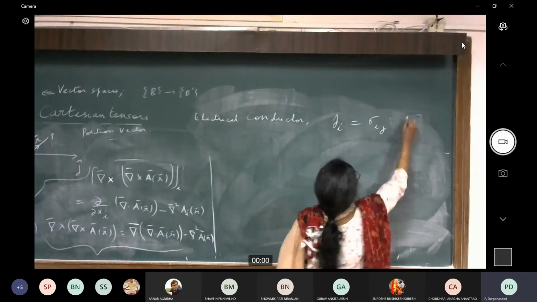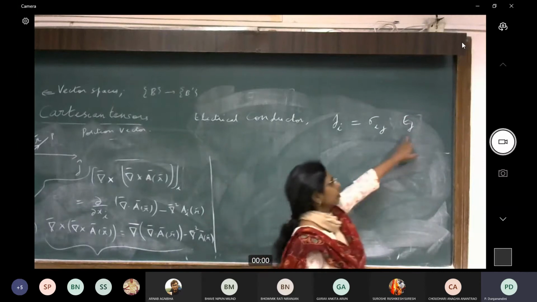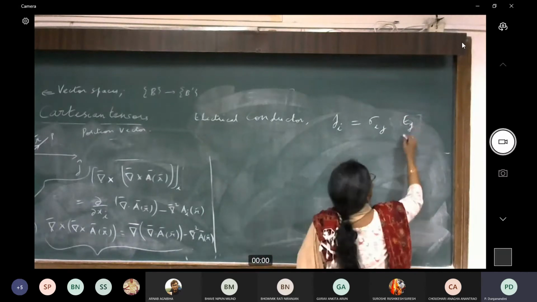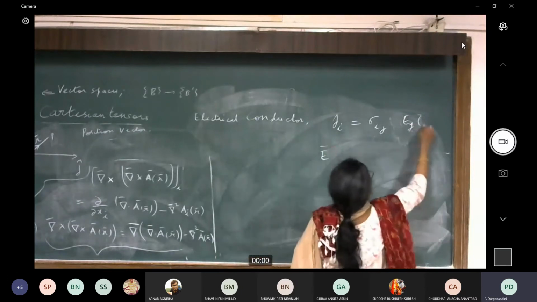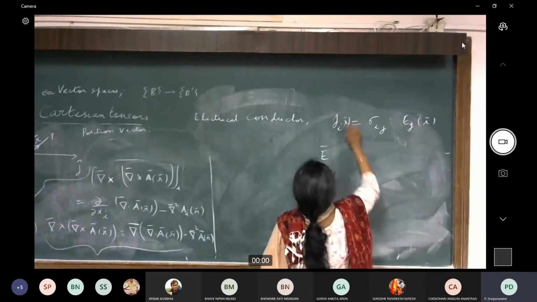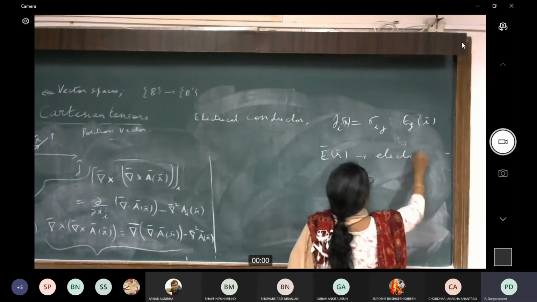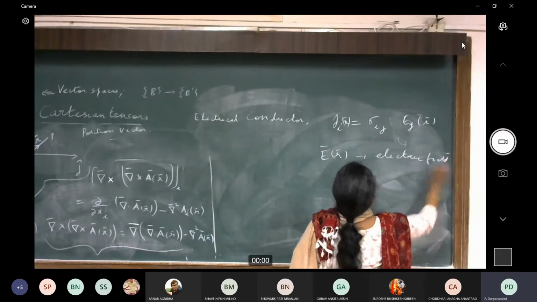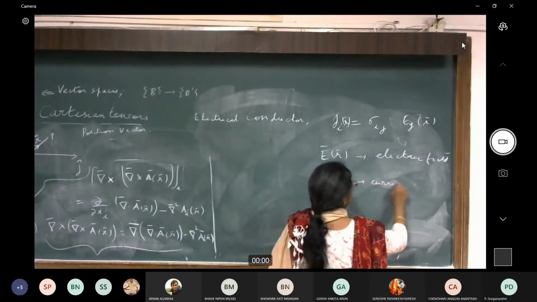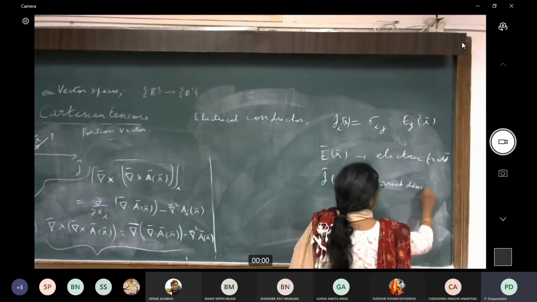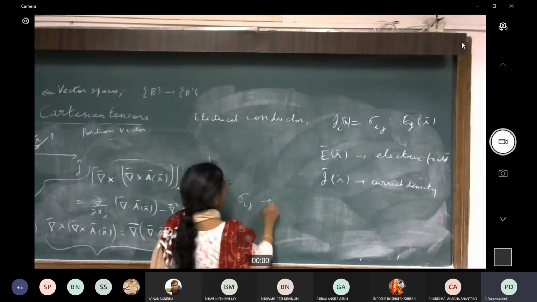the current density which flows through your material is related to the electric field which is applied. So this E is the electric field. Most generally, it is going to be like this. And J is the current density. And here your sigma ij is what is known as the conductivity tensor.